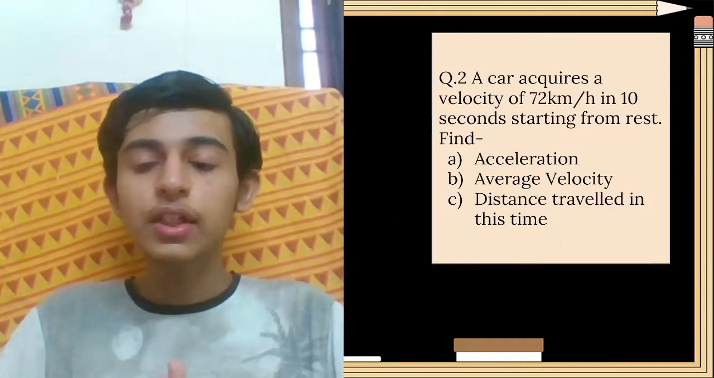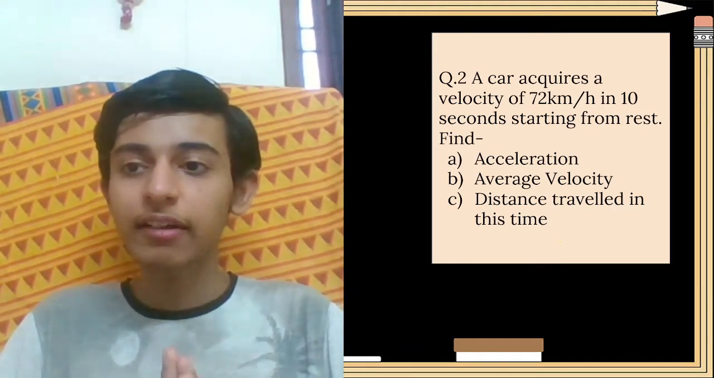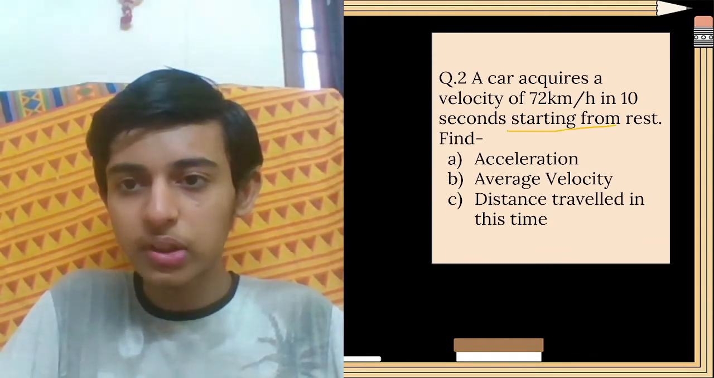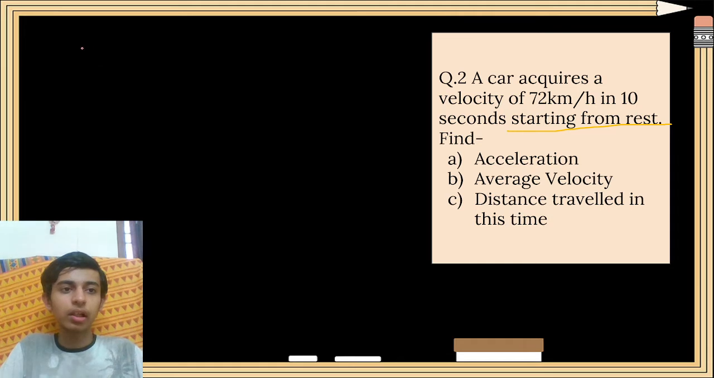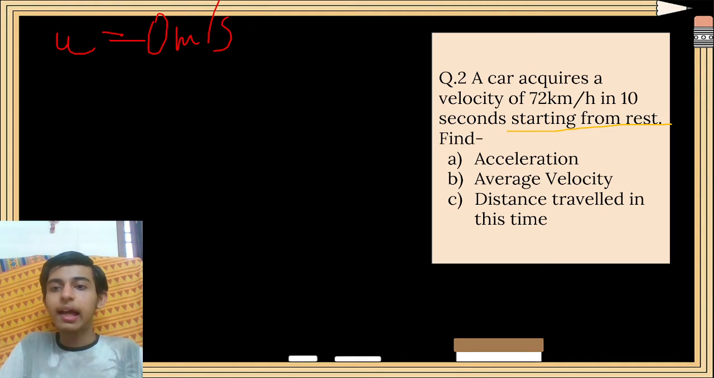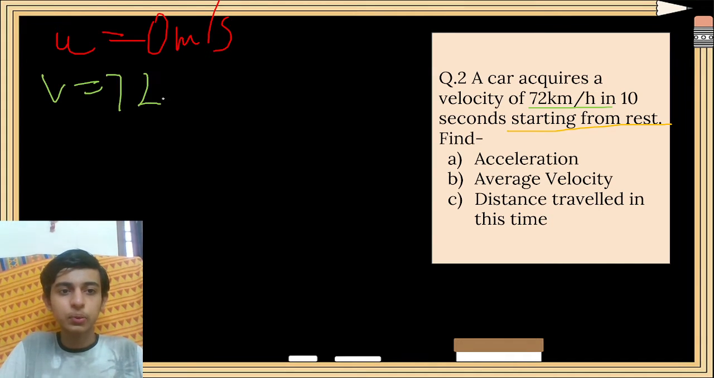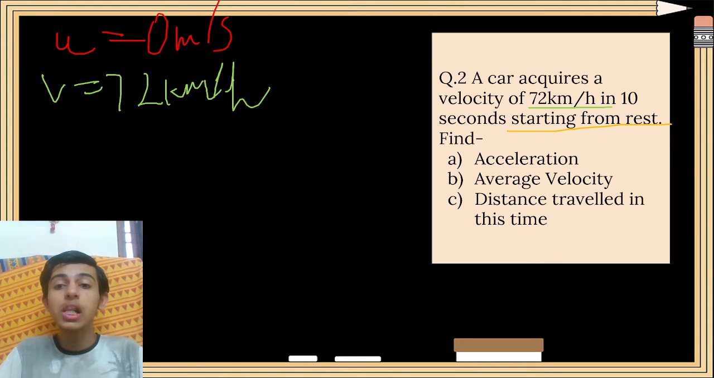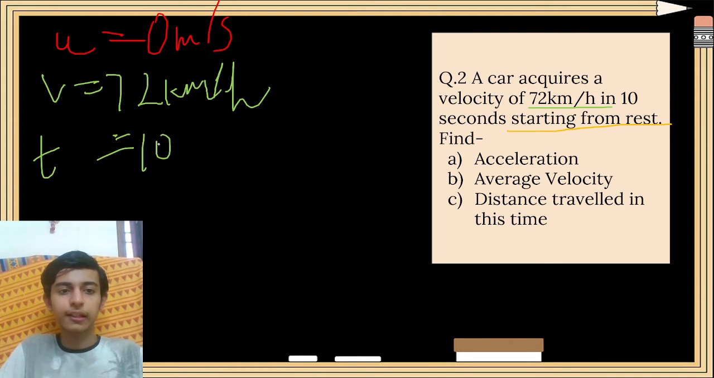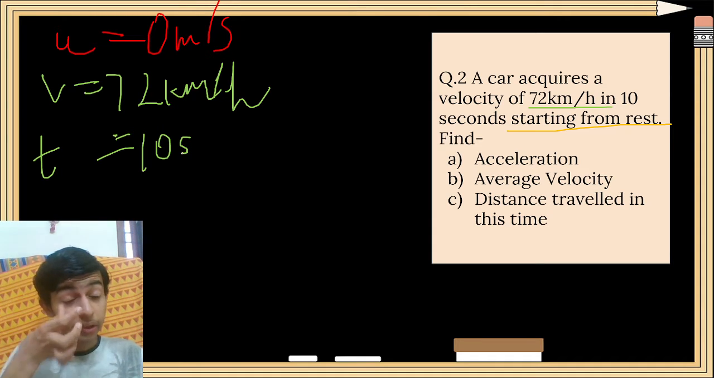A car acquires a velocity of 72 kilometers per hour in 10 seconds starting from rest. Again, you have this terminology starting from rest. It means again your initial velocity is going to be 0 meters per second. I hope this is clear. So your initial velocity is 0 meters per second and your final velocity is given to you 72 kilometers per hour. I would always suggest that you convert the unit into meters per second, since your time is given to you in seconds, 10 seconds. This will help you a lot.